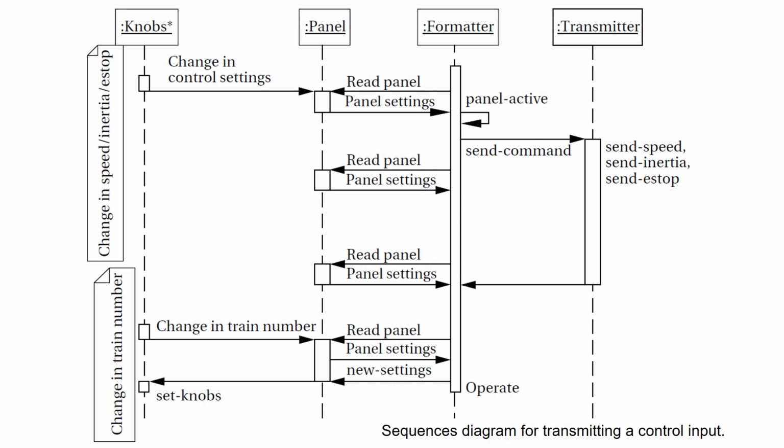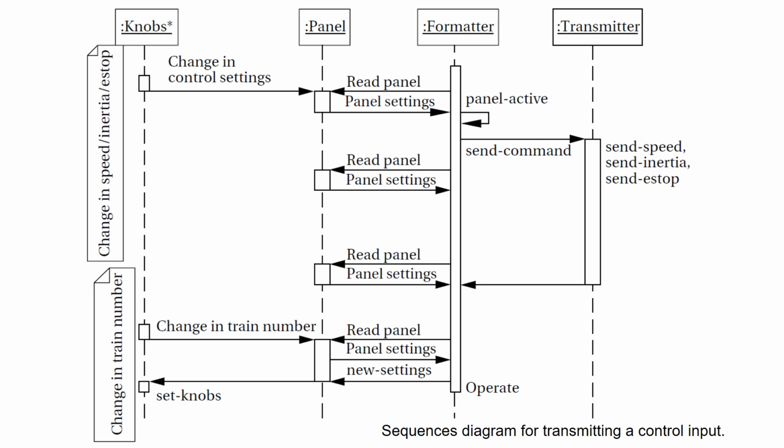For each change in speed, inertia, or e-stop button, the knob should send the control setting to the panel. The panel has to read the message from the knob and send the commands to the formatter. The formatter is responsible for converting the command into a bit stream, and it always checks whether the panel is active. Then it sends the command to the transmitter. The transmitter checks the speed, inertia, and e-stop, and sends the message to the receiver side.